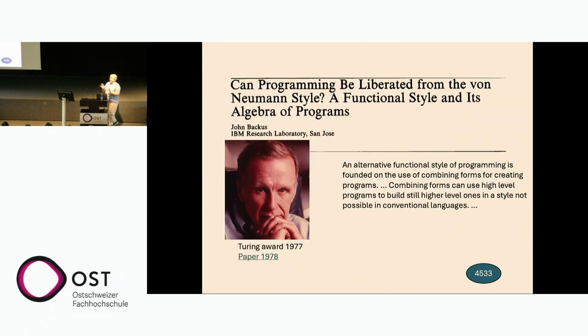But luckily, in 1977, John Backus won the Turing Award and wrote a paper that appeared in 1978 called Can Programming Be Liberated from the von Neumann Style? A Functional Style and its Algebra of Programs. How many of you have heard of this paper? Oh, good. And so he introduced the language FP and talked about an alternative style, functional style of programming founded on the use of combining forms for creating programs. And those combining forms are what we now call higher-order functions.